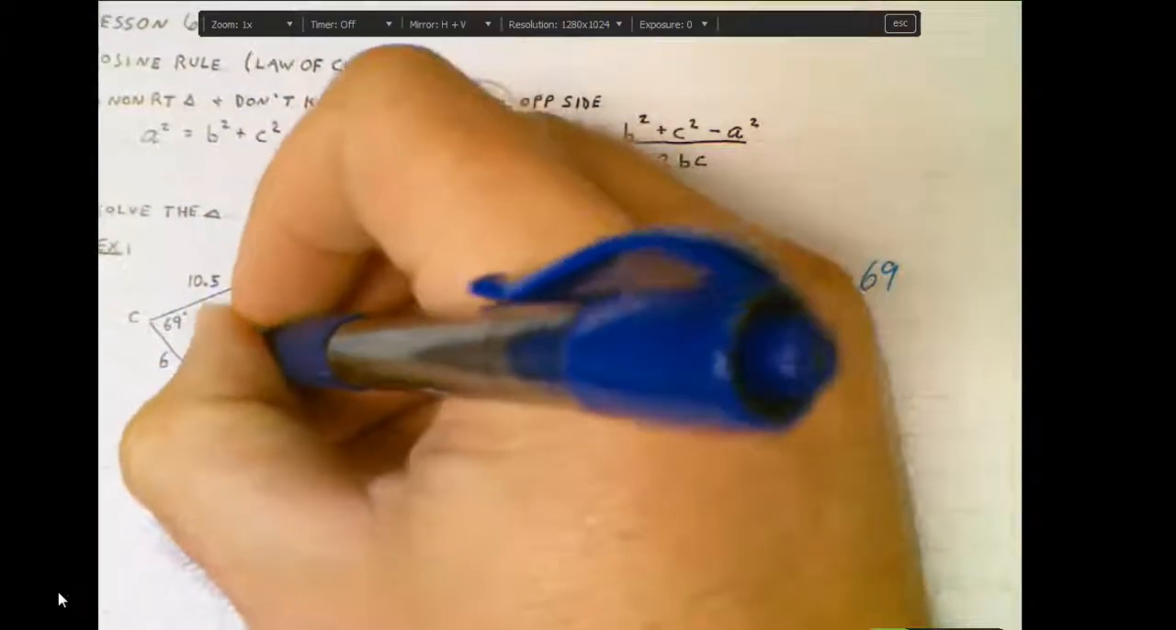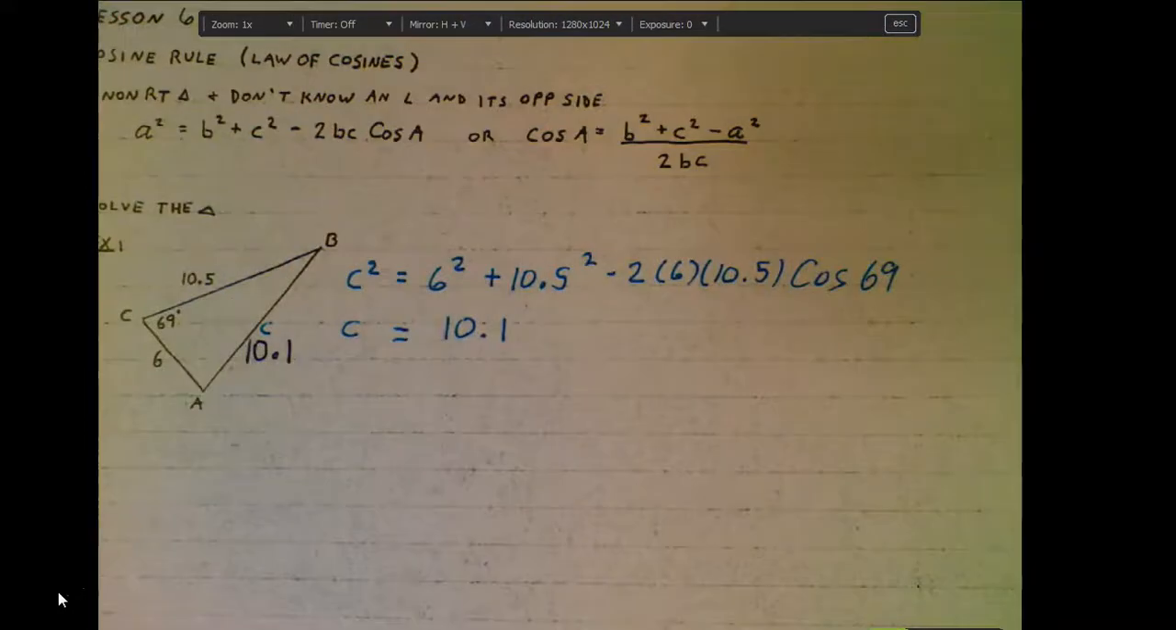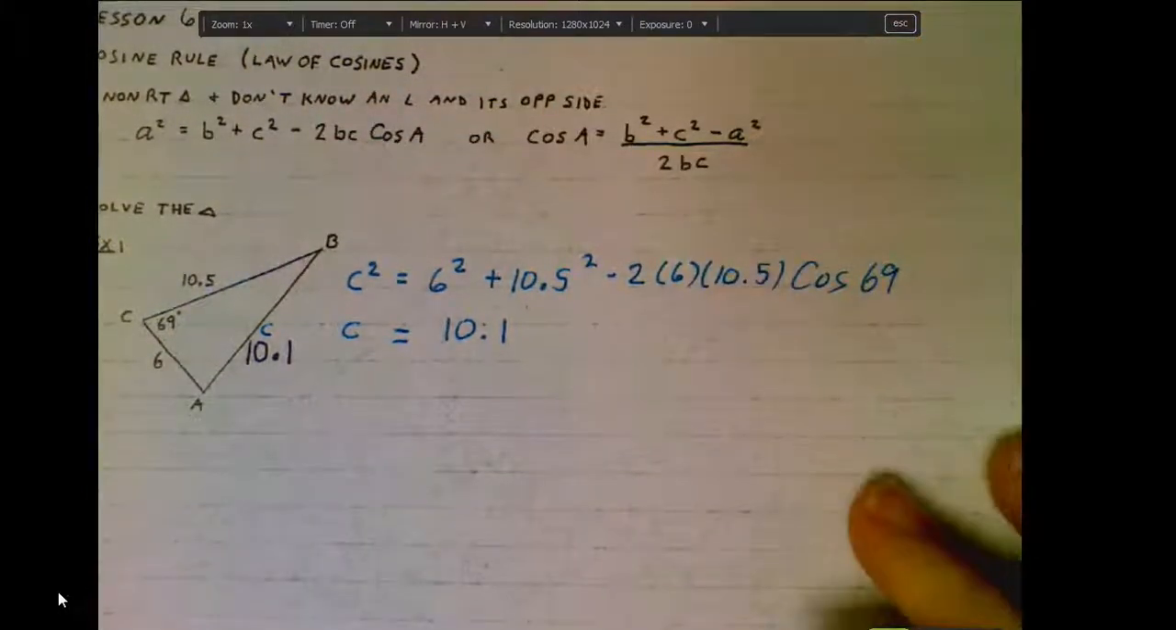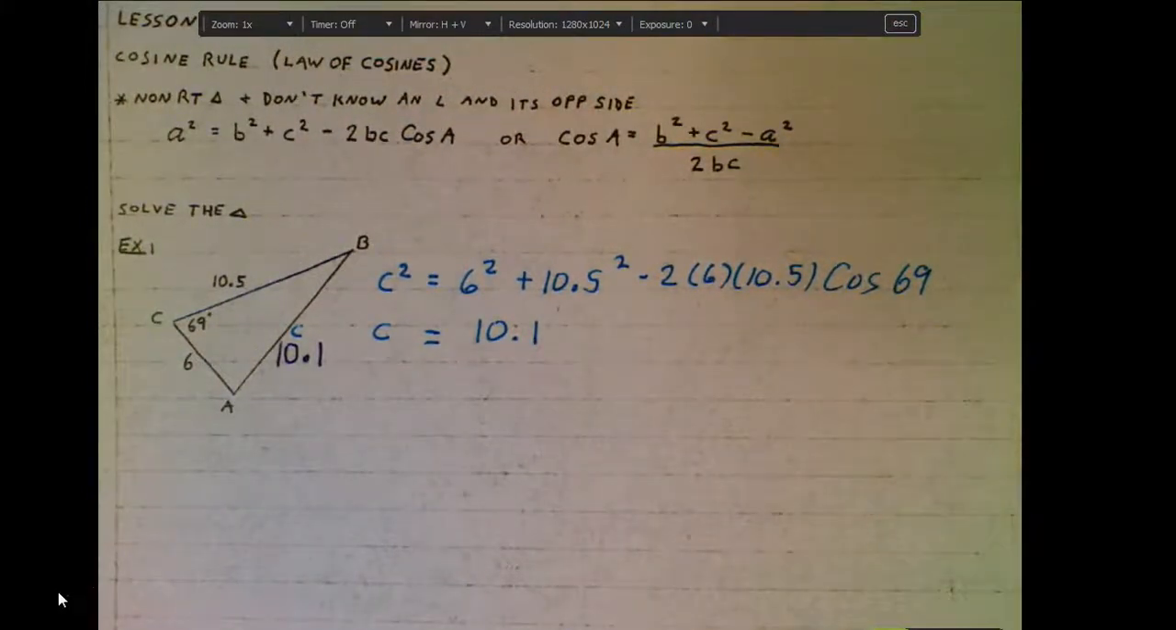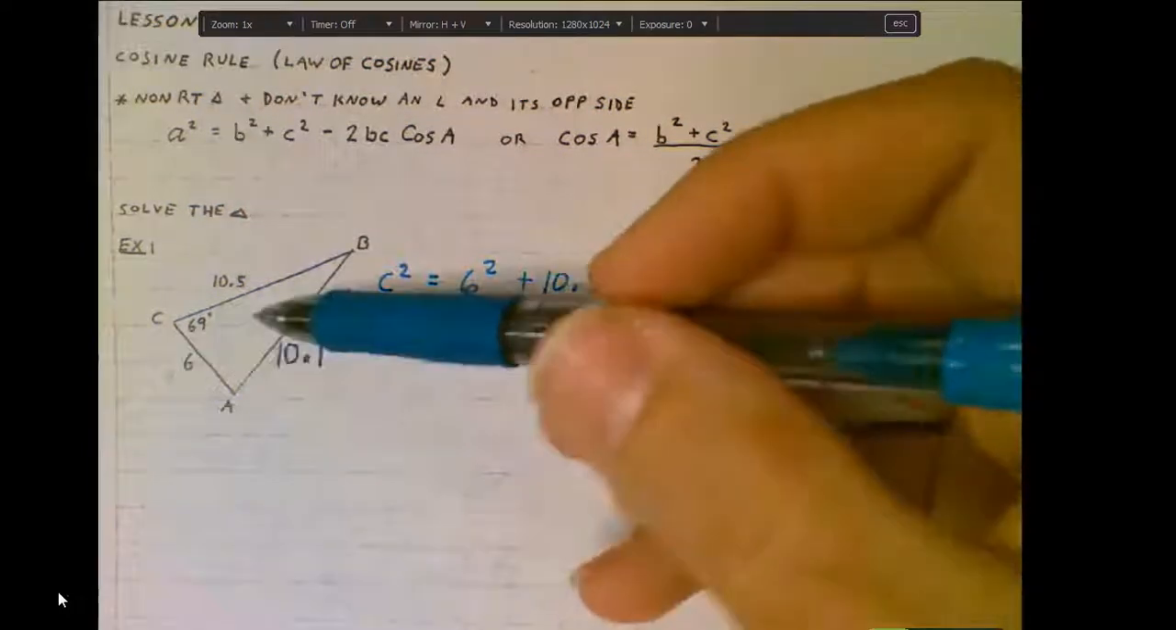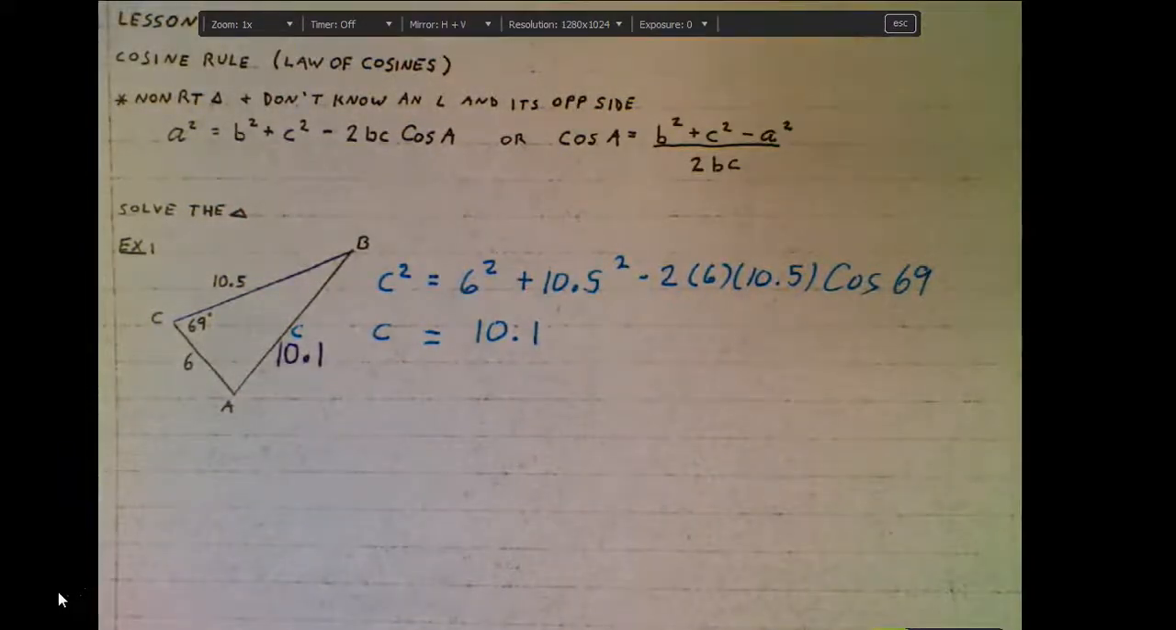So let's fill that into our diagram. And now, again, kind of like with the other problems, we're just solving the triangle. So my goal is to find everything that's missing. So in this case, I still need 2 more angles in order to complete the triangle. You have options at this point.